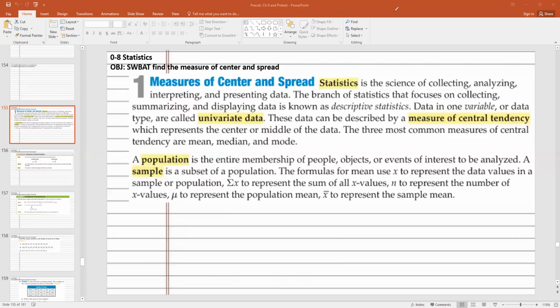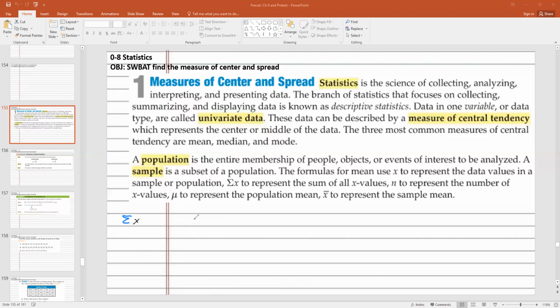There are some symbols that we need to know. Whenever we see X in these formulas, X is just going to mean the data number that we're talking about. And this letter right here is the Greek letter sigma, which means sum. So that's the sum of x, the sum of all the x values.